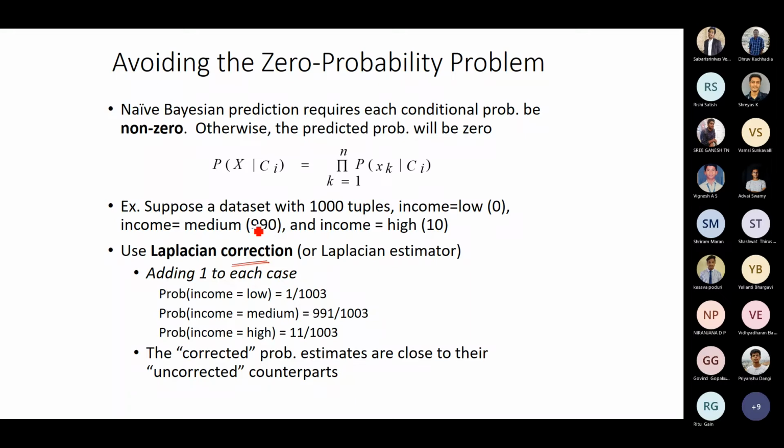Supposing you have a data set with 1000 tuples, with income equal to low of 0, income equal to medium of 990, and income equal to high of 10. Here, income equal to low will become a 0 value. To avoid the 0 probability, you add 1 to each record. So you convert this into 1003 records as against 1000, by adding 1 for each row: low as 1, medium as 991, and high as 11. The probability will become 1 by 1003, 991 by 1003, and 11 by 1003.